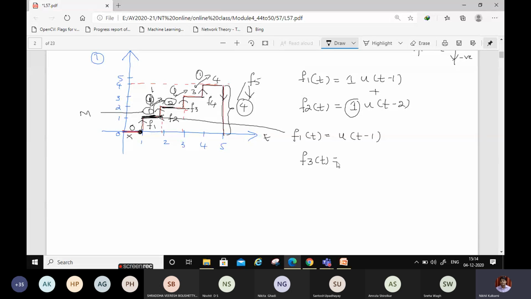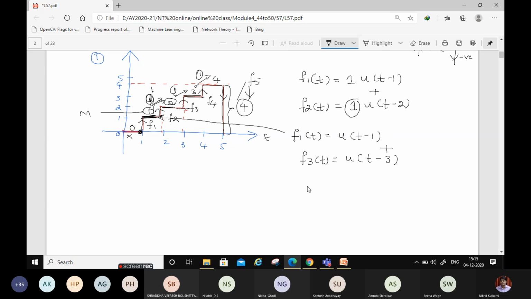Similarly, f3 will be what now? f3 of t. What is the magnitude? 2. What is the previous magnitude? It is 2. 2 plus 1 will give you 3. So I have to add u of t minus 3. This is the shortcut method that I am telling you. In the previous class I told you the detailed method, starting point and end point, so we are not using it here.